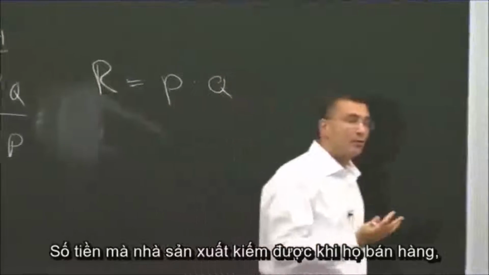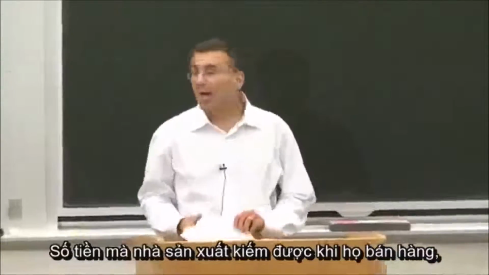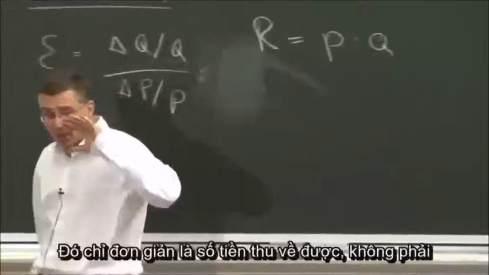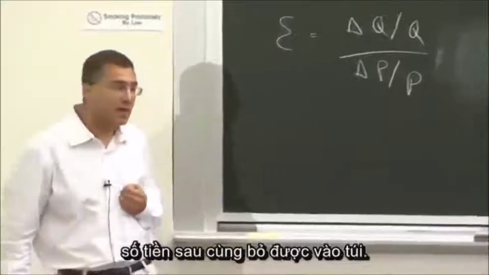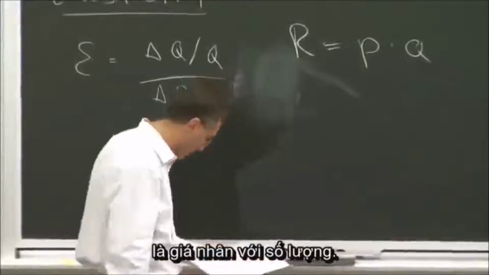Okay? The amount of money a producer makes when it sells goods, its revenues. This isn't its profits. We're not talking about profits, just the amount of money it makes, not the amount of money it takes home at the end of the day. I'm ignoring the cost of making the goods. The amount of total revenues it makes is price times quantity.